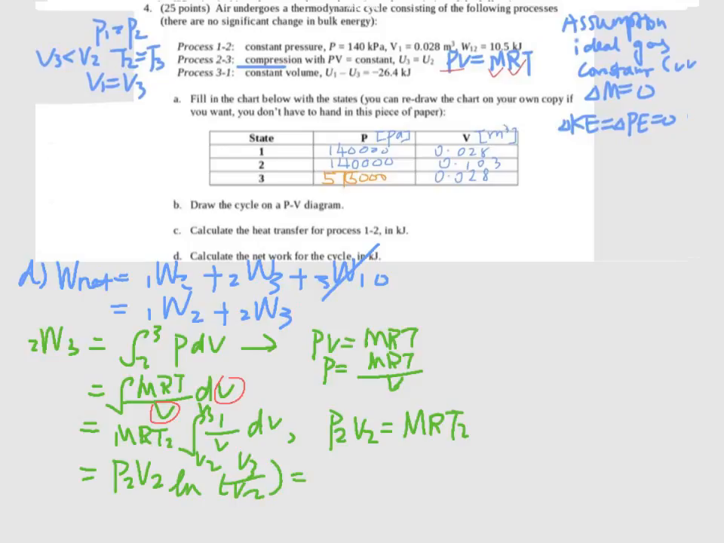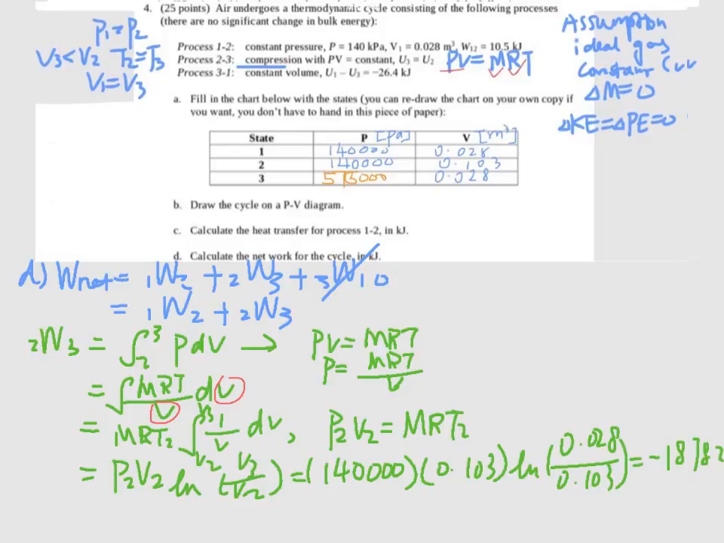Now we know all the values, we just need to plug and chug. So P2 is 140,000 times V2, where V2 is 0.103, times the natural log of V3, which is 0.028, over V2, which is 0.103. And if we solve for that, we'll have negative 18782 joules.